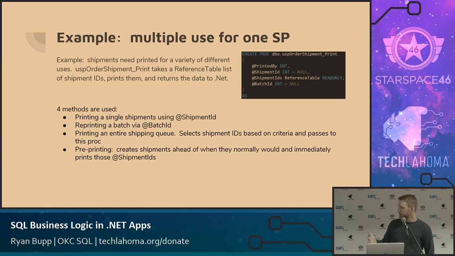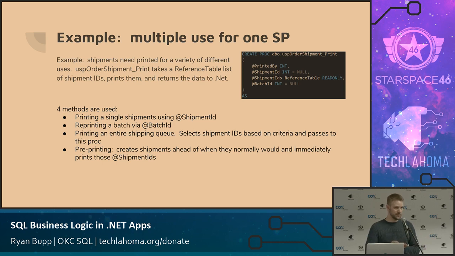Another use case is a user has a single order that they want to print. Another use case is I printed these orders at some point in time. Now I want to reprint that same thing. And the fourth major use case we have is, I've got my order shipped for today. I'd like to ship things from tomorrow and print those.